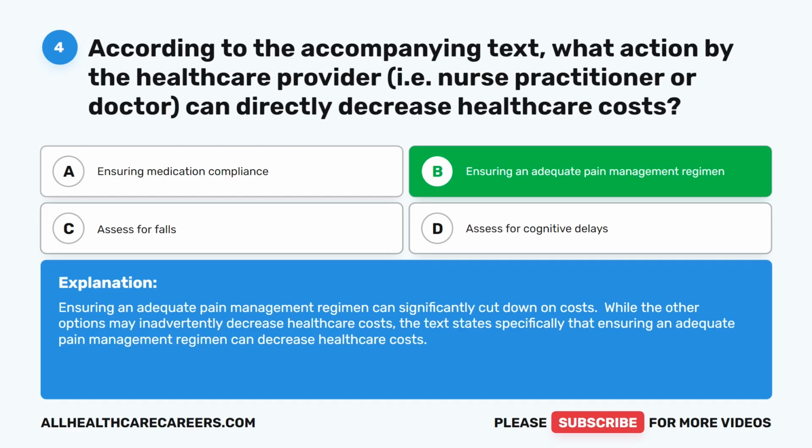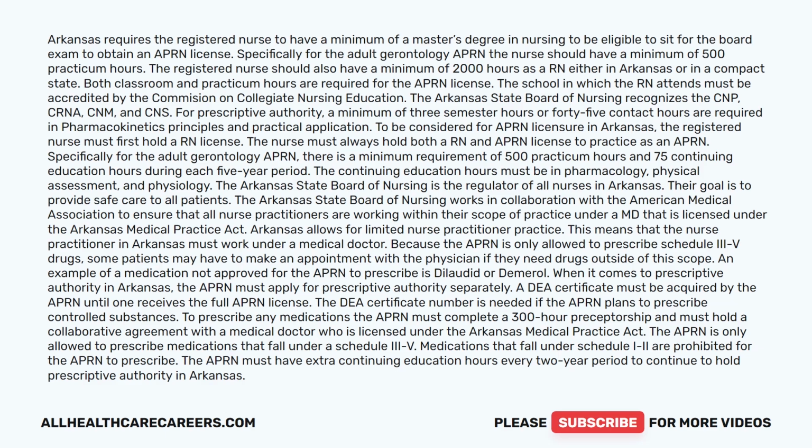Arkansas requires the registered nurse to have a minimum of a master's degree in nursing to be eligible to sit for the board exam to obtain an APRN license. Specifically for the adult gerontology APRN, the nurse should have a minimum of 500 practicum hours. The registered nurse should also have a minimum of 2,000 hours as a RN, either in Arkansas or in a compact state. Both classroom and practicum hours are required for the APRN license.